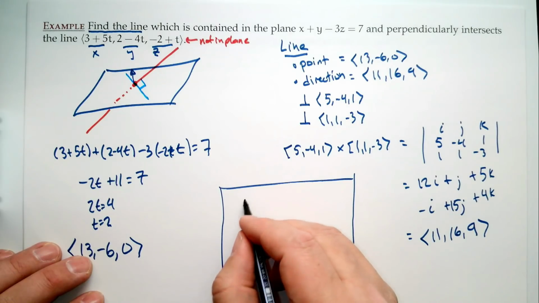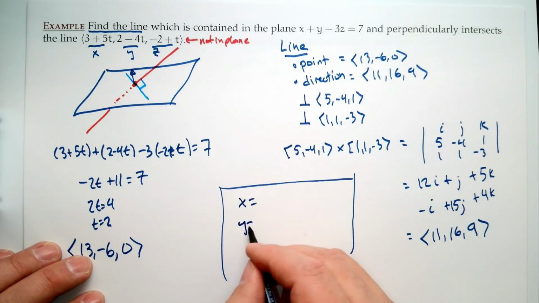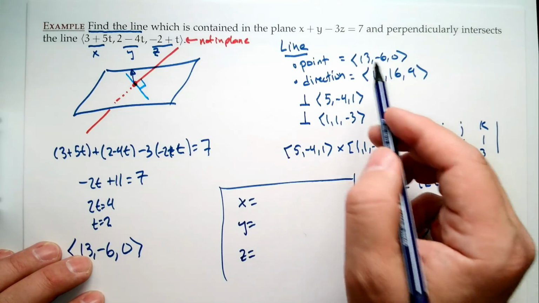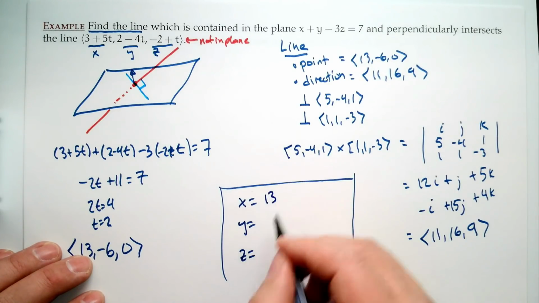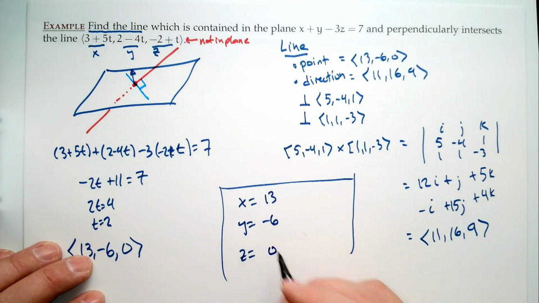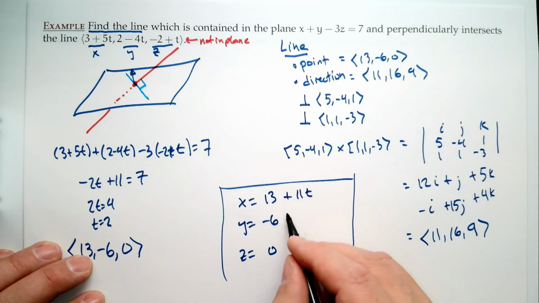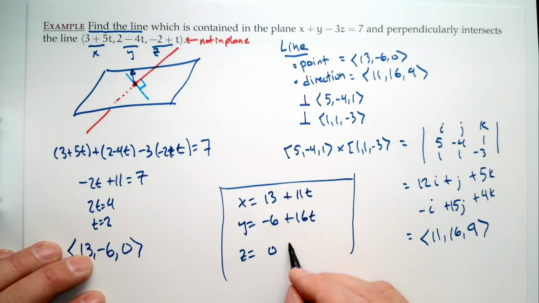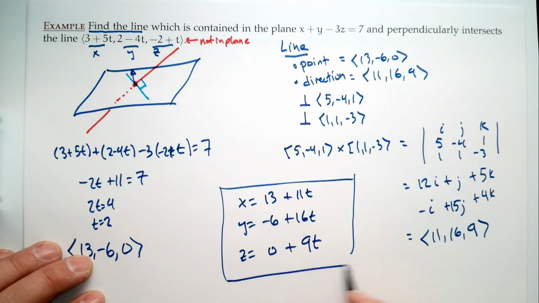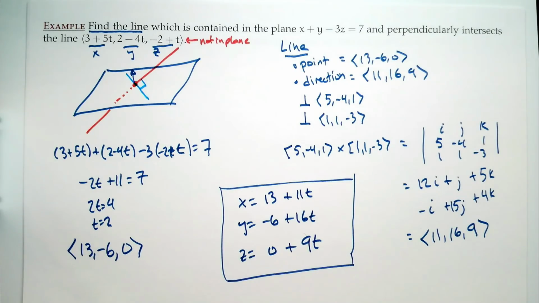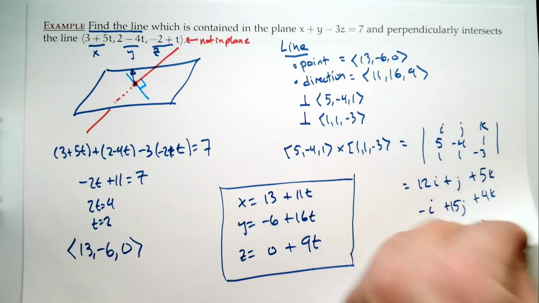So in our case, we'll have x equals, y equals, z equals. I start with the point, so it's 13, negative 6, 0, and then do the direction. Plus 11 times t, plus 16 times t, and plus 9 times t. And there's our line. We found it. Right there. All right.